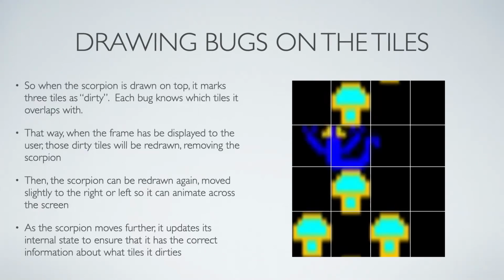Here we can see a scorpion which has been drawn, and it spans 3 different tiles. So when the scorpion is drawn, it marks these tiles as dirty. The key is that we need to be able to erase the scorpion where it is being drawn right now, because the next frame after this one, the scorpion will need to be moved. So the dirty tiles redraw themselves, which has the effect of erasing the scorpion. Then the scorpion is drawn at the new location, which causes it to animate across the screen. At some point, the scorpion is moved enough that it is no longer overlapping with one of the tiles, and instead it now overlaps with some other tile. So it has to update the set of tiles it dirties as it travels.